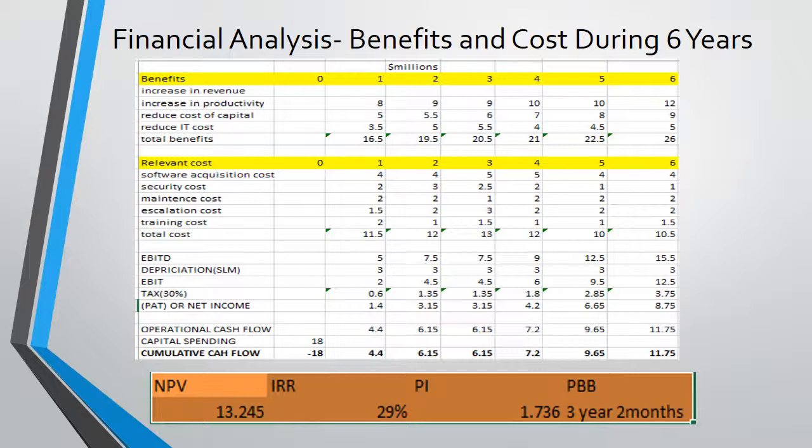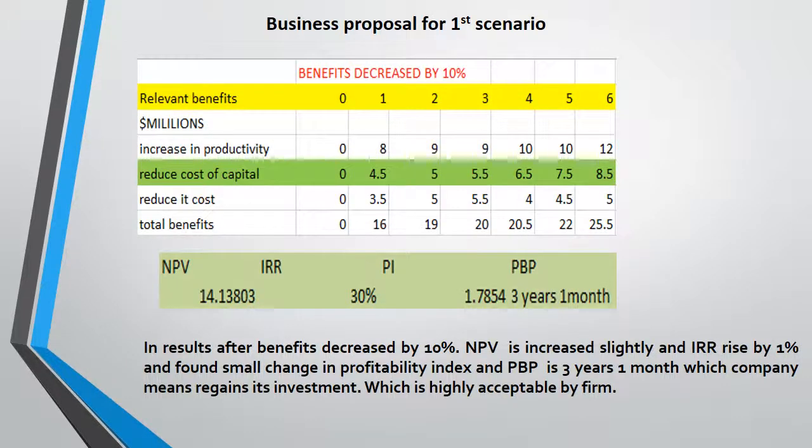NPV for the base year is 13.245 million. Similarly, IRR is 29% and the profitability index is 1.736, which is greater than 1, so it is profitable for the business, and the company regains its investment in 3 years and 2 months. Now we move towards our first scenario of sensitivity analysis.